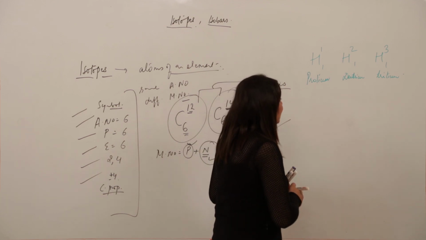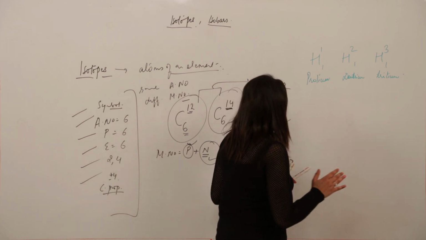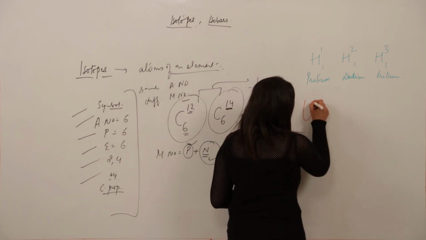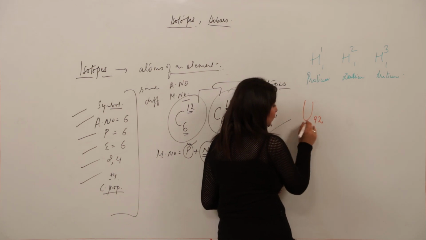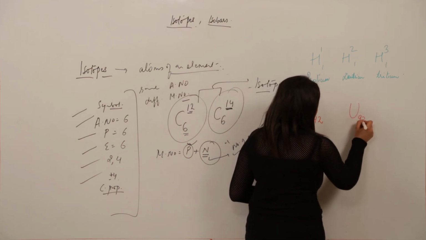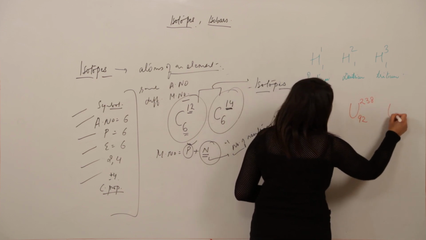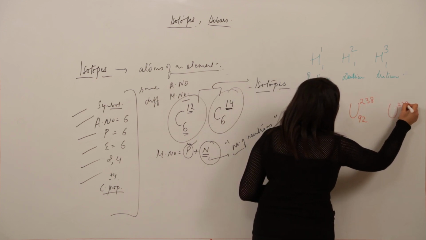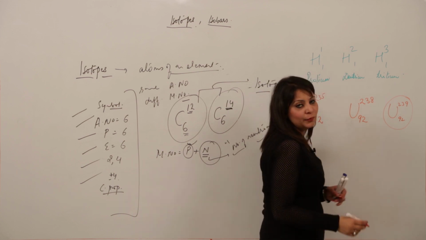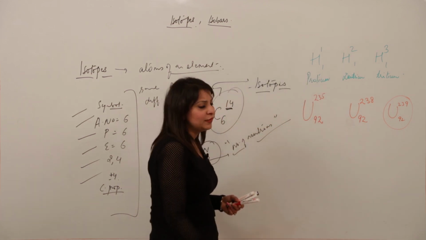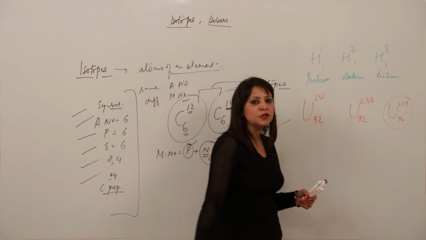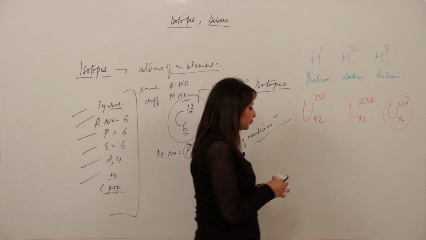Similarly, we have a few more examples, not names, only examples. For uranium, we know uranium is U, with atomic number 92, and mass number 235, 238, and it also exists in nature as 239. The percentage is very low, but still it exists. You may not find this example in many books, but it does exist.